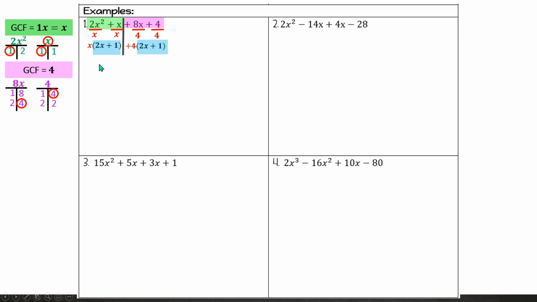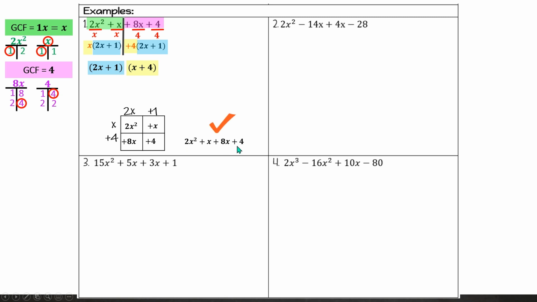Now I can write that 2x plus 1 outside in front, because they are the exact same. So essentially I am factoring out the 2x plus 1, and what is left is x plus 4. Now I can go ahead and check my work to make sure I did it correctly. Does 2x plus 1 multiplied by x plus 4 give me the same polynomial that I started off with? And it does. I get 2x squared plus x plus 8x plus 4. So since that does check, I know that this is my correct and final answer.